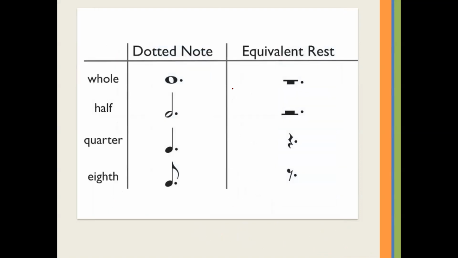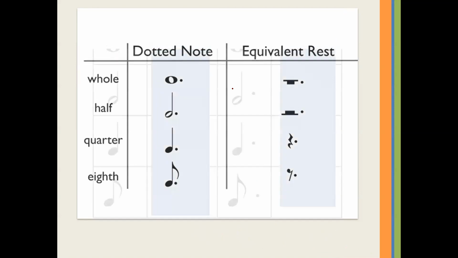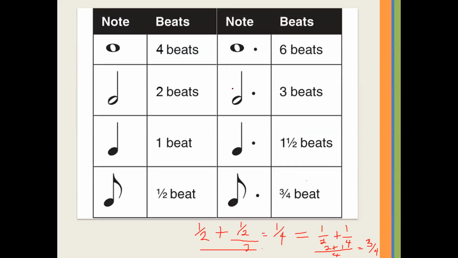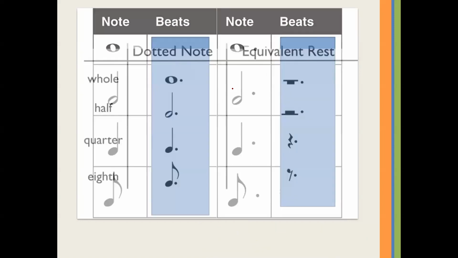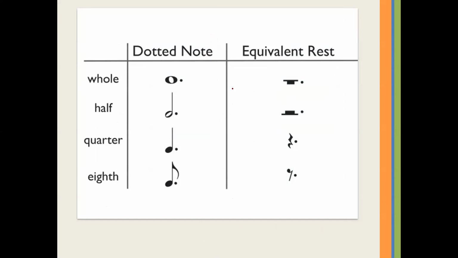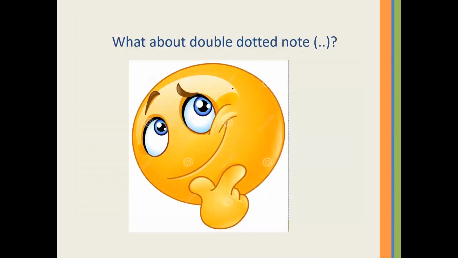Dotted notes and the rest equivalent. The same value we've just calculated for dotted notes is the same for the rest. So a dotted whole rest has 6 beats, a dotted half rest has 3 beats, and we go on like that. What about a double dotted note? That's an assignment for us to figure out.